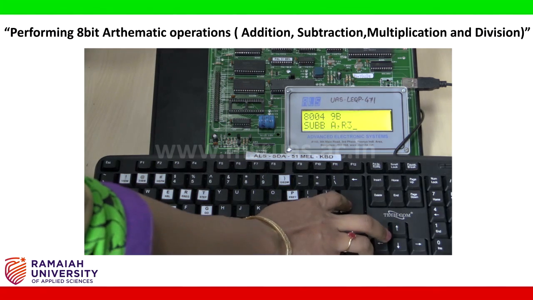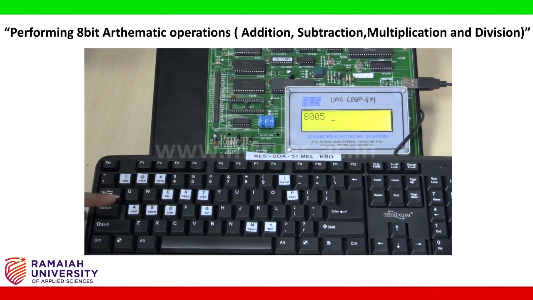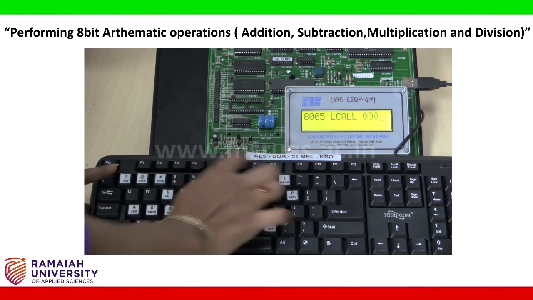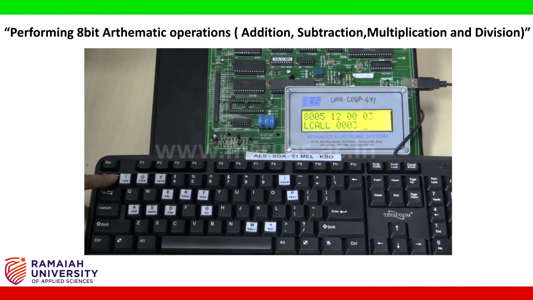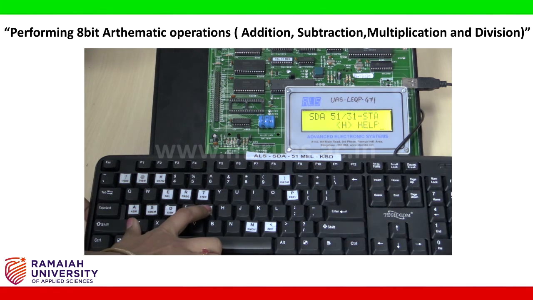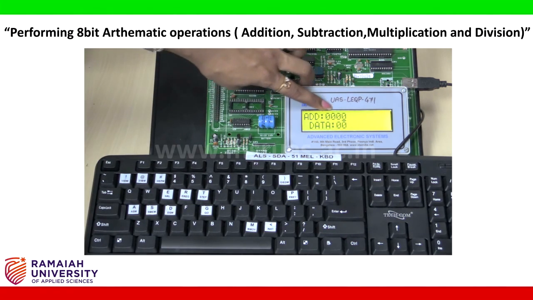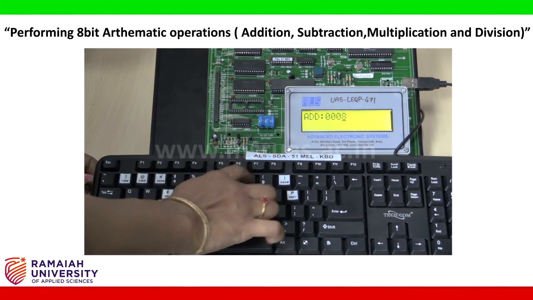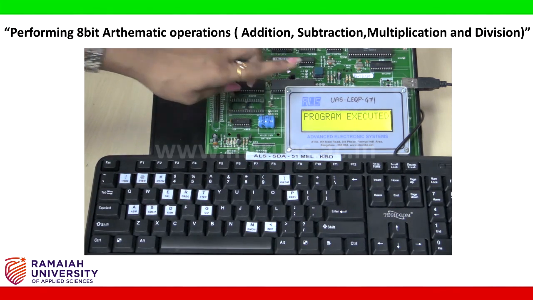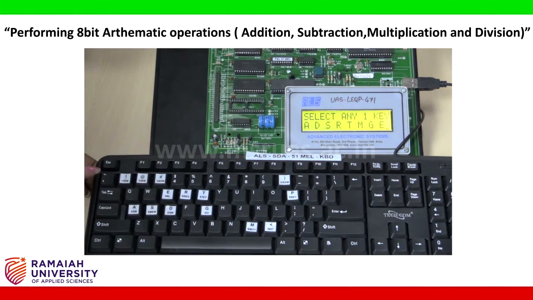Then give enter. Once this is done, again give LCALL 0003. Give enter. Now we need to reset. Once we reset the program, then give go. The address location from which we started our program should be mentioned here, that is 8000. Give enter. It shows program executed. Once the program is executed, give enter one more time.